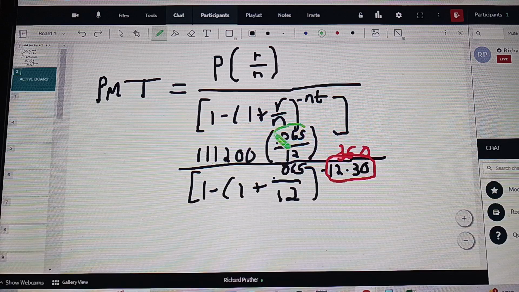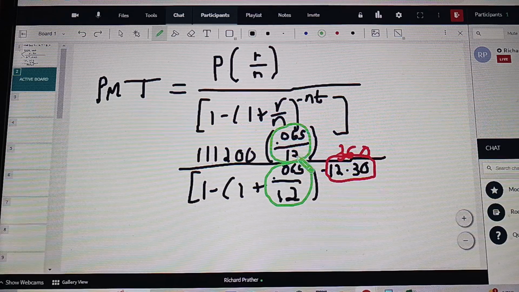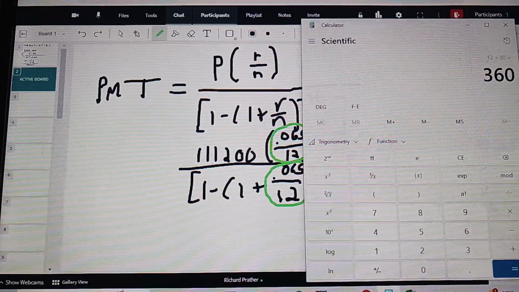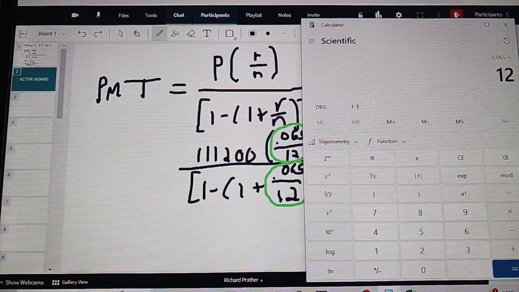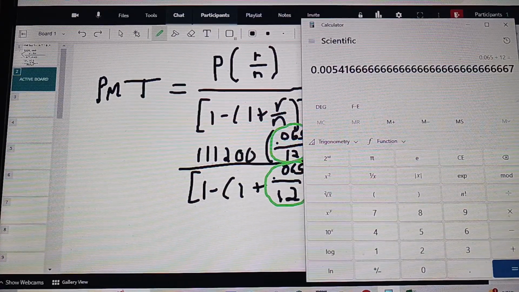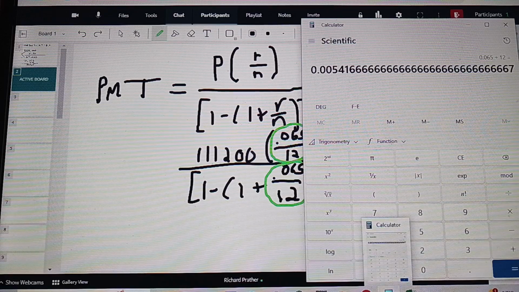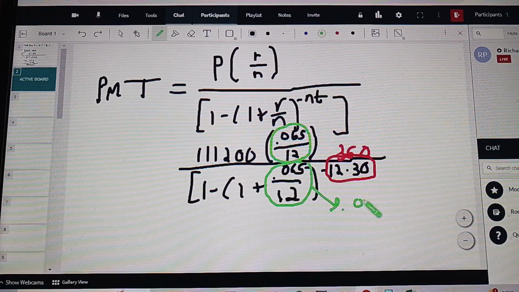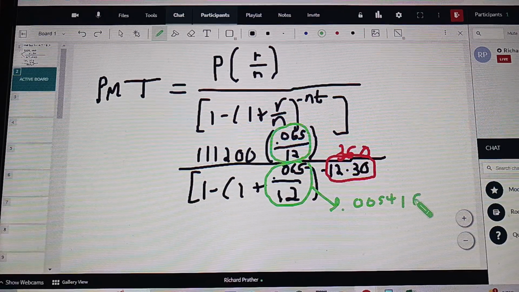I'm going to do the fraction next, and this one might not be too bad. If they would have left it 0.06 divided by 12, that would have come out real nice. But 0.065 divided by 12, yeah, that one's not so nice. It's 0.0541666, repeating. 0.0541 and then all sixes after that.